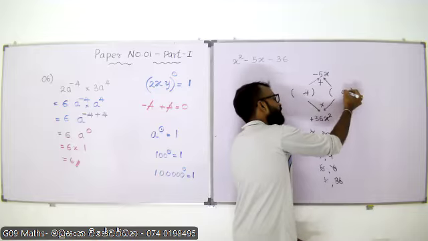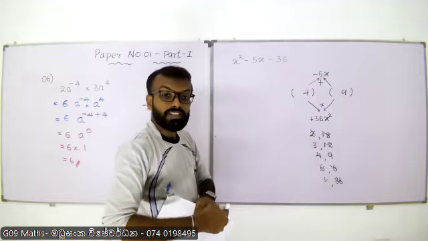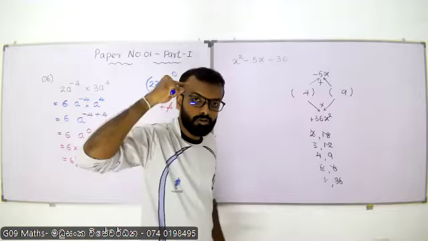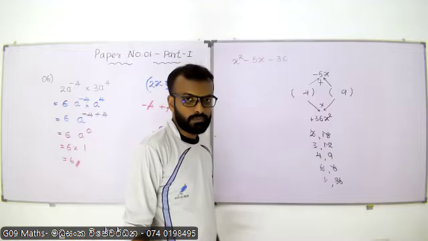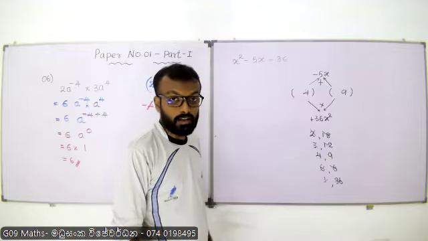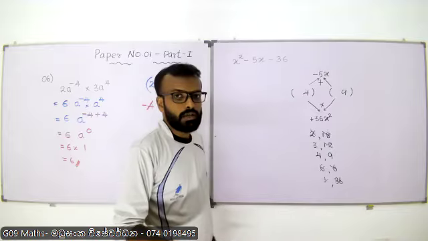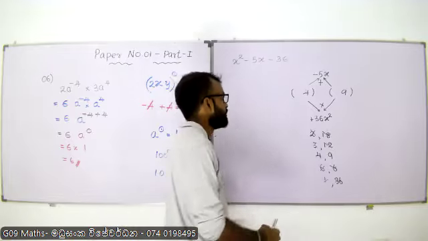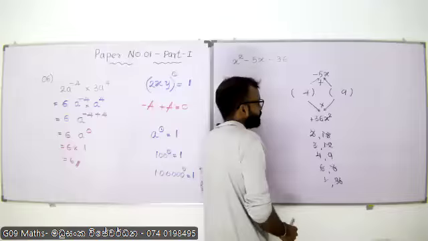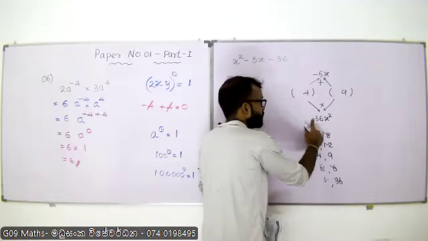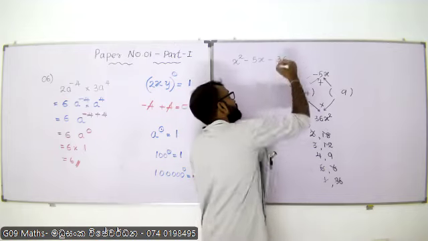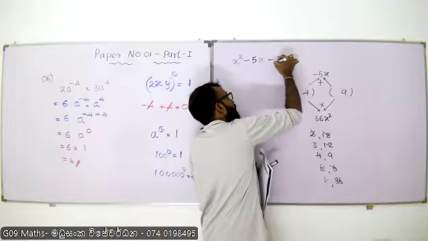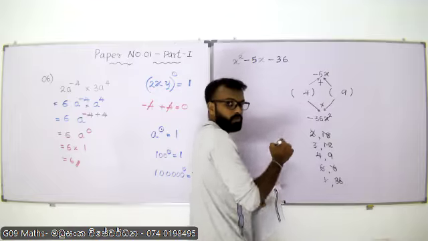And how are you going to decide the signs of that? The most critical point. That is the point where you are going to mess it up. How to choose the number and how to choose the sign? So this is not positive 36 now. This is negative 36. I have done something wrong. This should be negative 36.